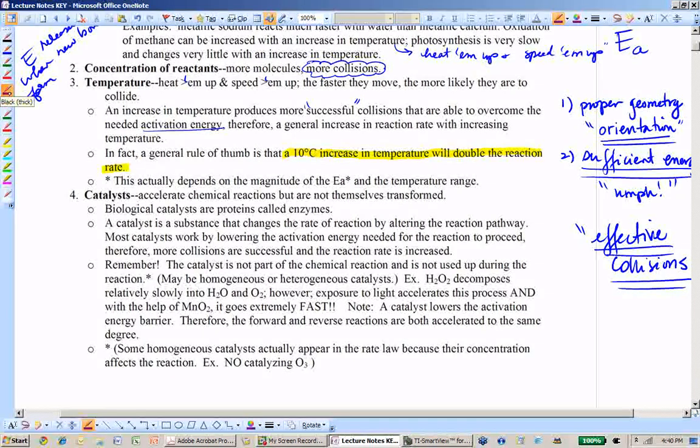So that's important. And this does have a little bit of a caveat, in that it depends on the magnitude of the activation energy and the temperature range. We can't get insane about this, because if we get into super high temperatures, we may be melting things, which means all bets are off. You change the states, or we may be decomposing things thermally, stuff like that. But in room temperature kinds of conditions, in laboratory conditions, if you increase a reaction going on in a beaker by 10 degrees Celsius, it's going to effectively double the reaction rate.